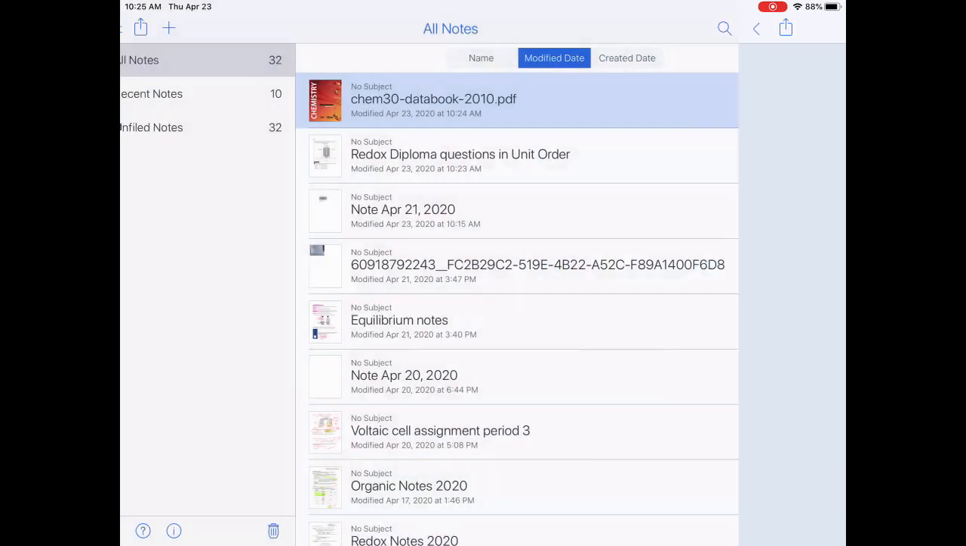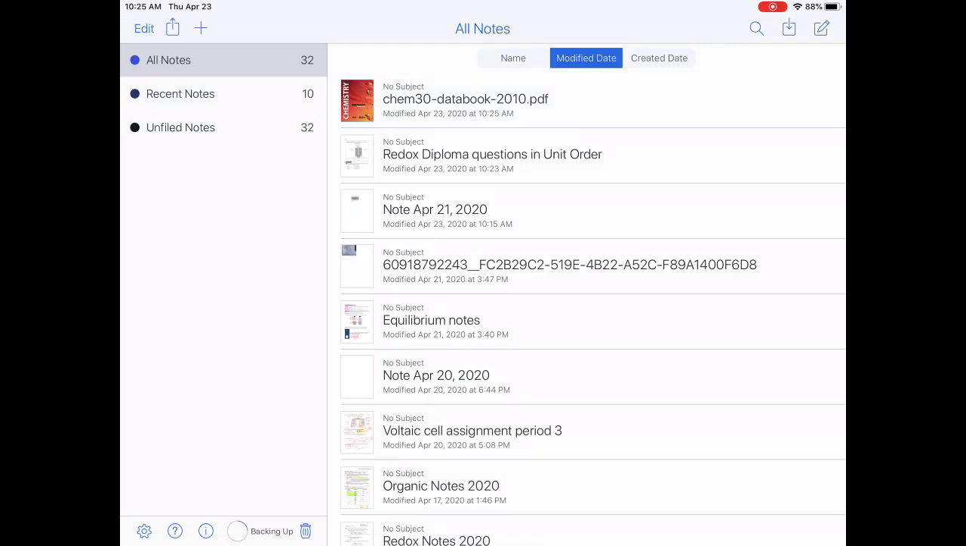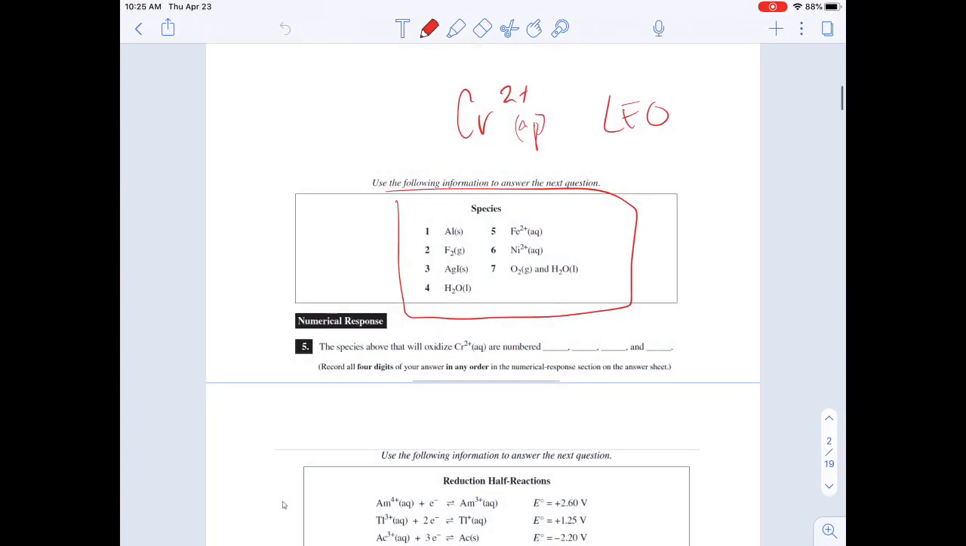Water wouldn't. Water is down here, so it won't work. Iron 2 wouldn't work because iron 2 is below it. But nickel 2 would work, and so would oxygen and water. So those are going to be our answers for that question: 2, 3, 6, and 7.